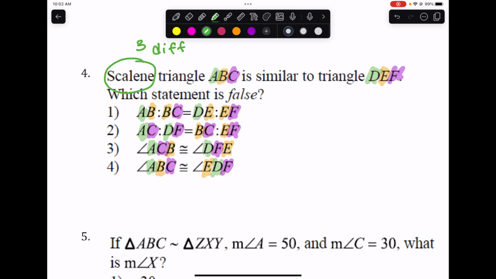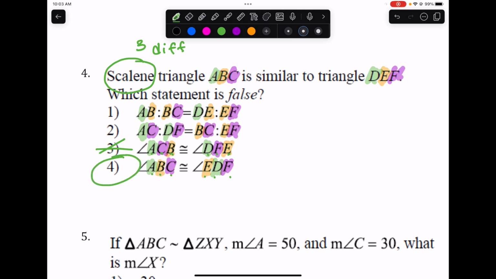Okay, so if a triangle is similar, then I know that the angles have to be congruent, right? So the corresponding angles have to be congruent. So if I look here, it goes green, purple, orange, green, purple, orange. So that is corresponding angles, so they have to be congruent. If I look down here, I have green, orange, purple, orange, green, purple. Those are not corresponding angles. You do not know if they're congruent. And actually, because it is a scalene triangle, you know that there are not 2 congruent angles.